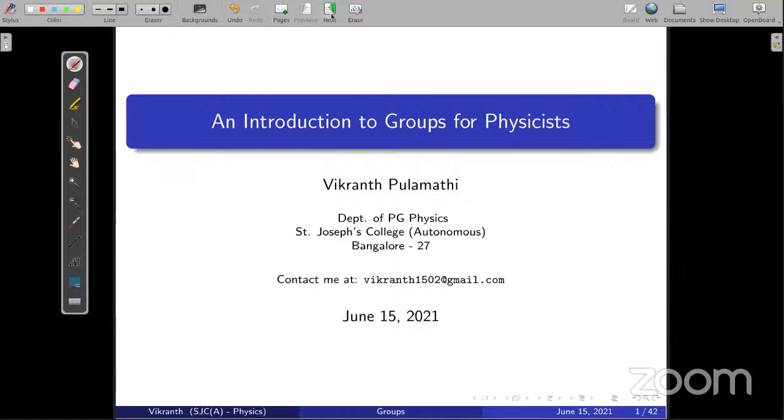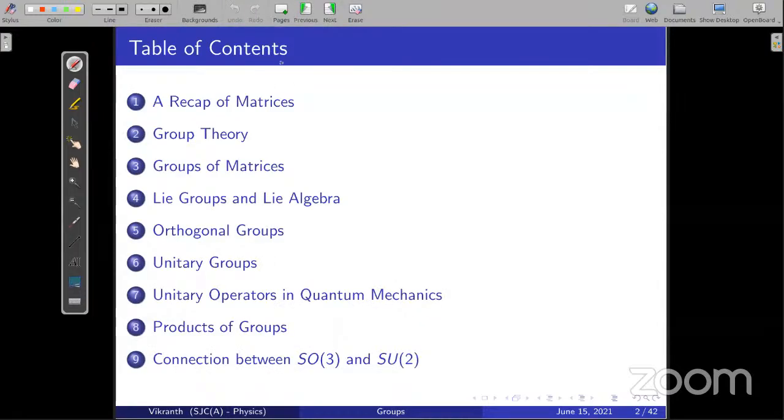All right, so let's get started. These are the things that we'll try to cover today. We'll have a look at matrices, and then we'll do a little bit of group theory, and then we'll combine those two to form groups of matrices. And then we'll look at a few specific groups called the orthogonal groups, the unitary groups, and then we'll see how they're applied in quantum mechanics, the unitary groups. And then we'll try to understand what happens when you multiply 2 groups, the product of 2 groups. And we look at a specific connection, which becomes more useful when you're studying the standard model of particle physics.